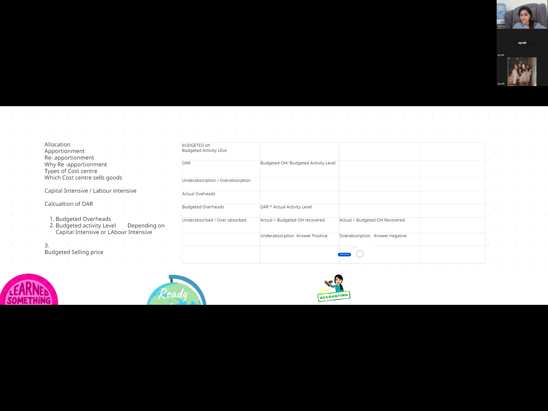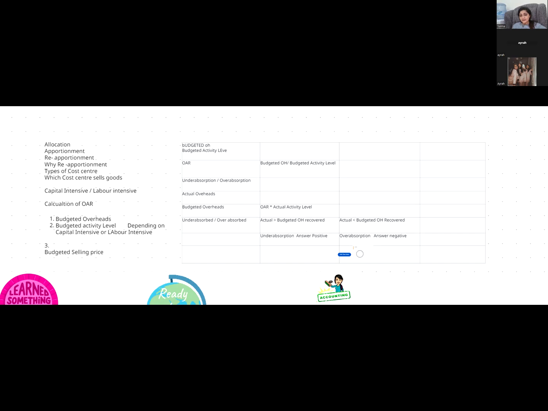What is under absorption of overheads? Under absorption is when you recover less than your expenses, and over absorption is when you recover more than your expenses. How do you calculate under or over absorption of overheads? We give you the actual overheads. Actual overheads is what is actually incurred, not calculated from the OAR and the actual activity level.